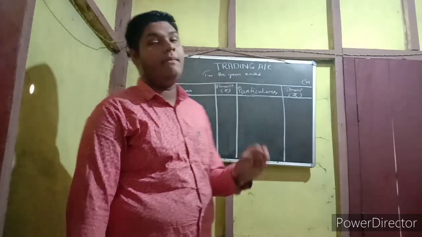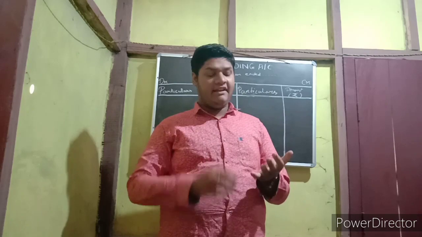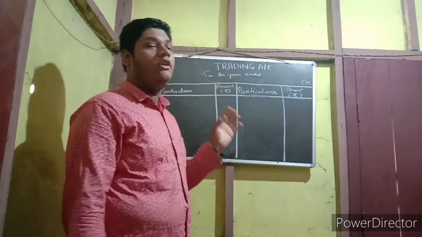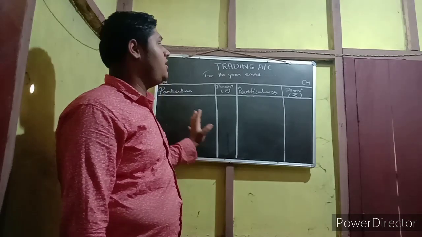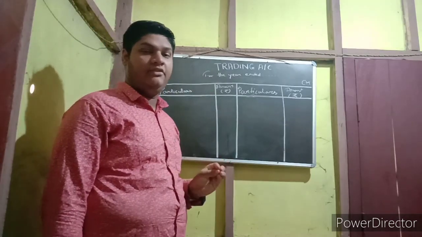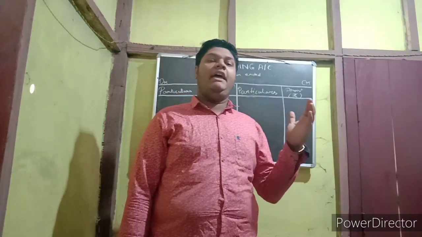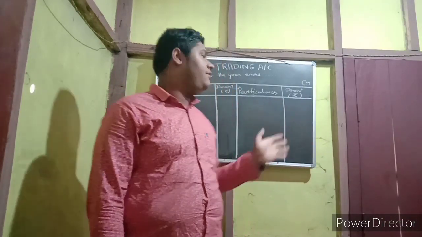In the last video we came to know that the final accounts have been divided into three sections: trading account, profit and loss account, and balance sheet. In this video I will show you the format of the trading account, profit and loss account, and balance sheet. Trading account and profit and loss account have the same format, and the balance sheet has a separate format. So I will show you.